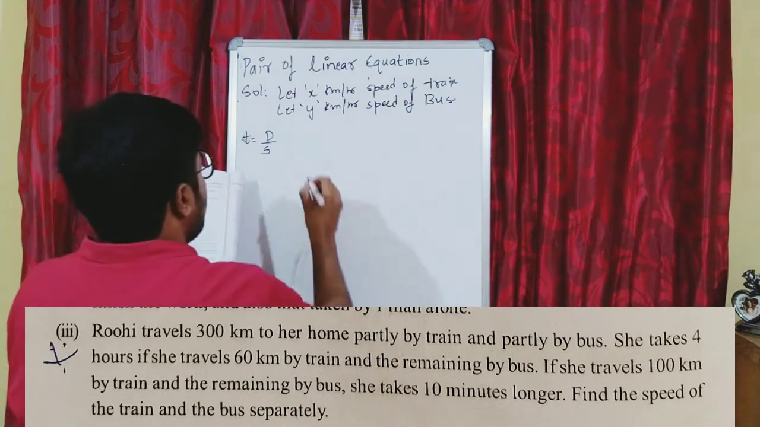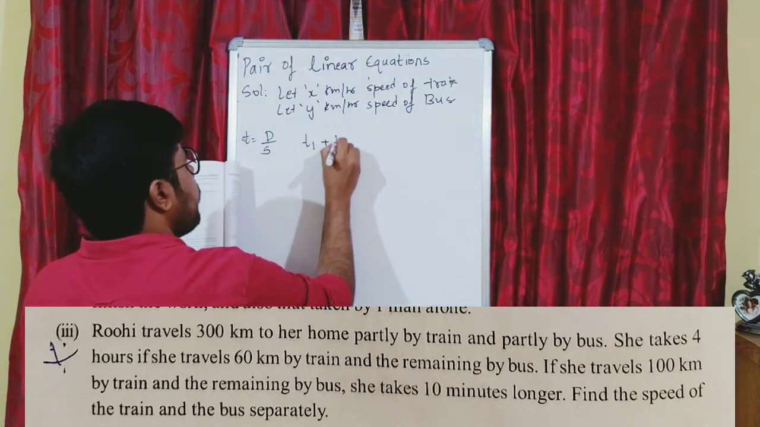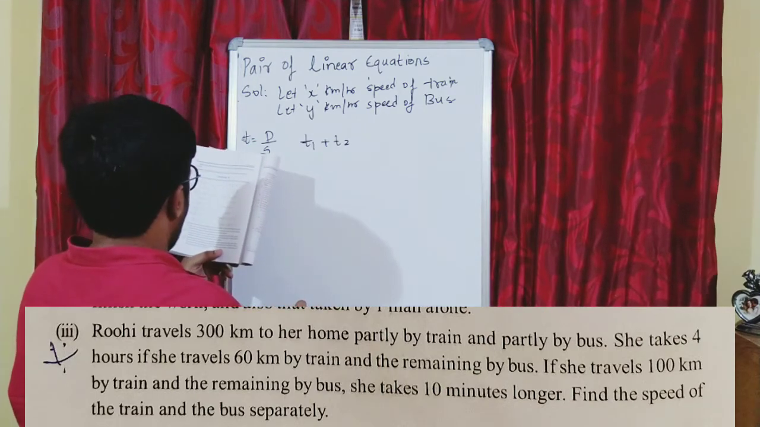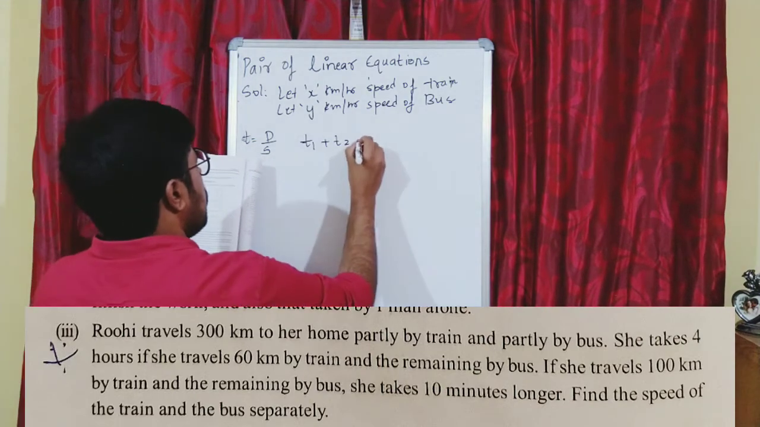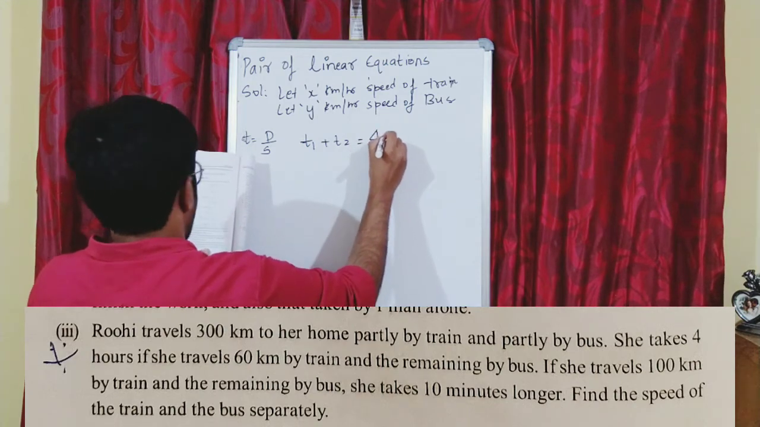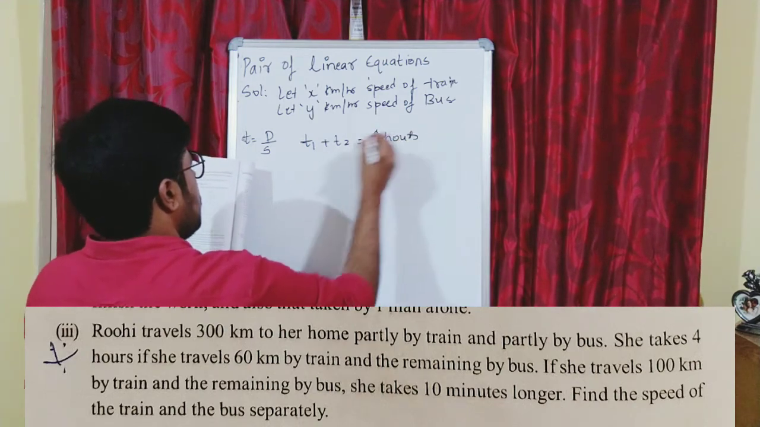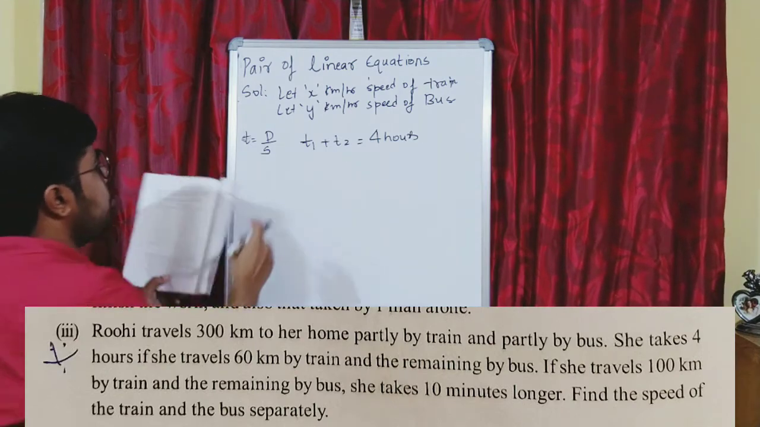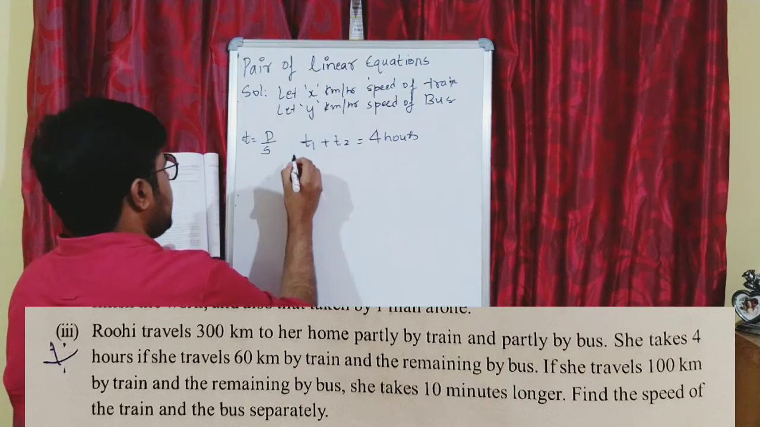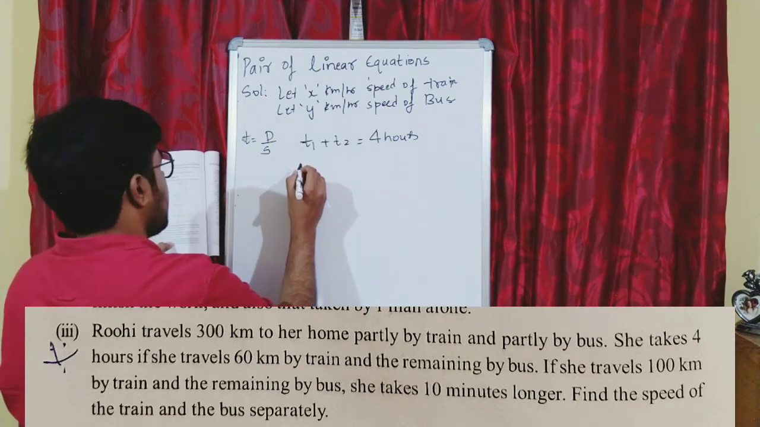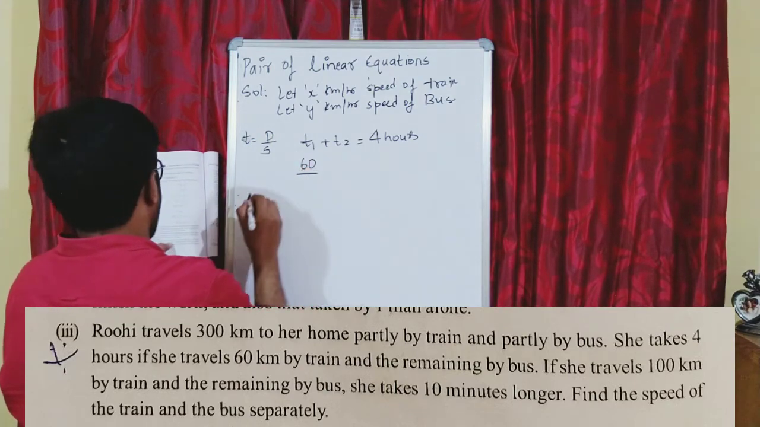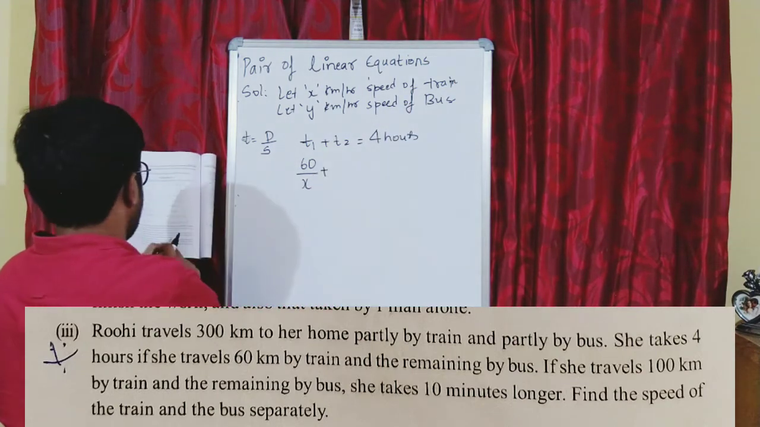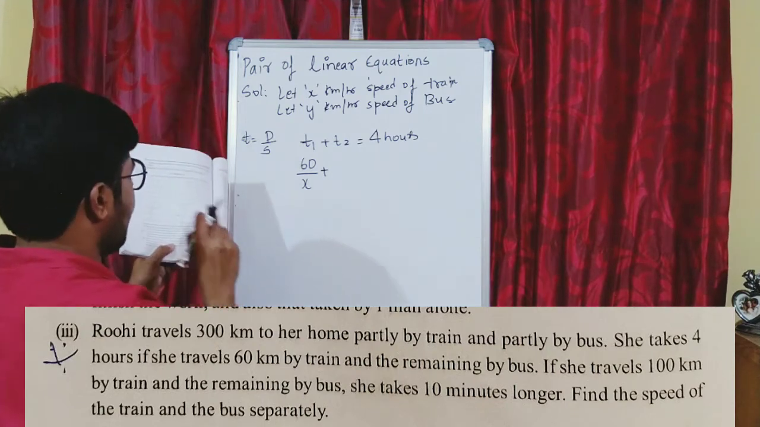She takes 4 hours. Let me take T1 and T2. T1 is the time that she travels by the train, and T2 by the bus. So how much time does she take? She takes 4 hours. We know this equation, distance by speed. The distance she traveled by train is 60. The speed is the train speed, x. Then T2 is the remaining time that she traveled in the bus.